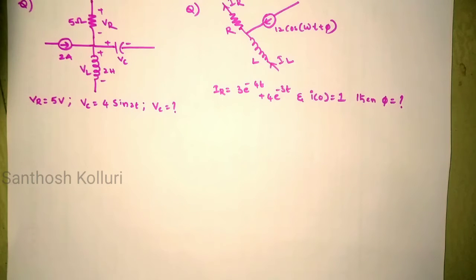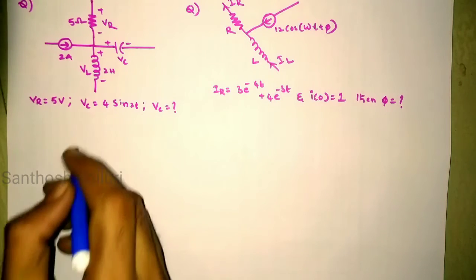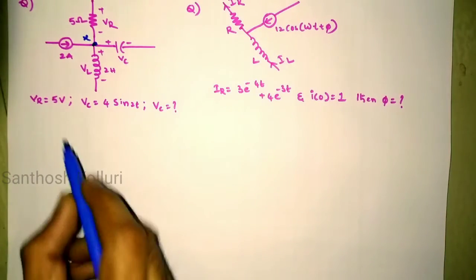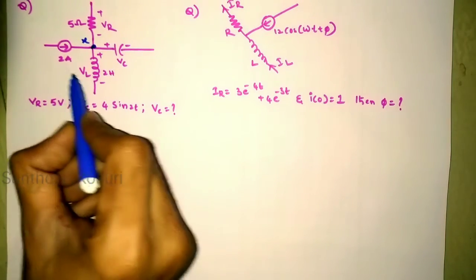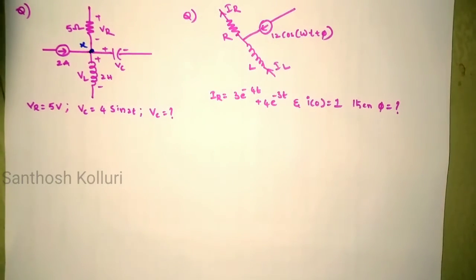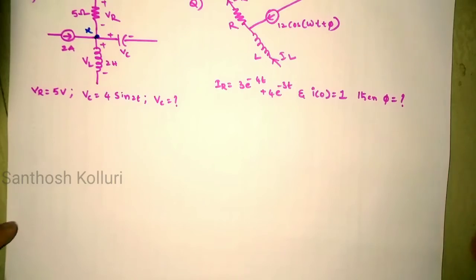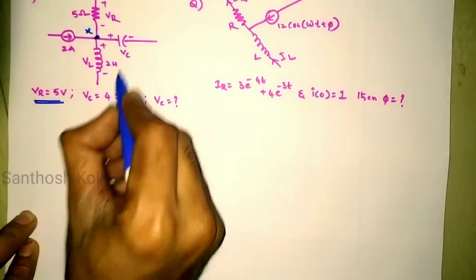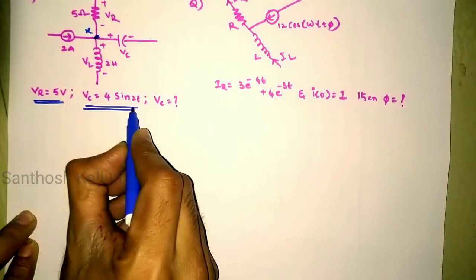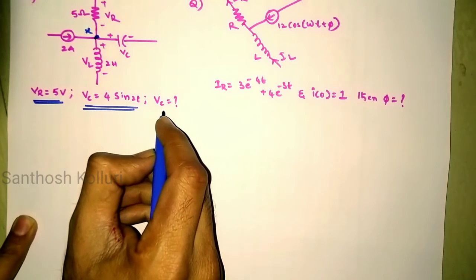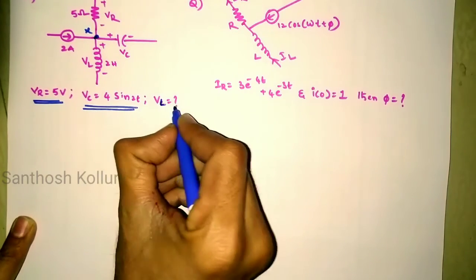So these are the two examples for solving the KCL. In this circuit, it is a node X. Let us take node X. Here a current source is connected, an inductor is connected, a capacitor is connected, and a resistor is connected. The values given are: voltage across the resistor is 5 volts, and voltage across the capacitor is 4 sin 2t. What is the voltage across the inductor, VL?